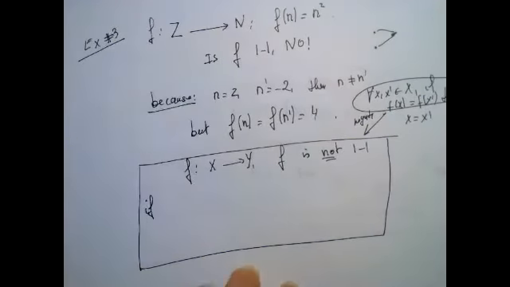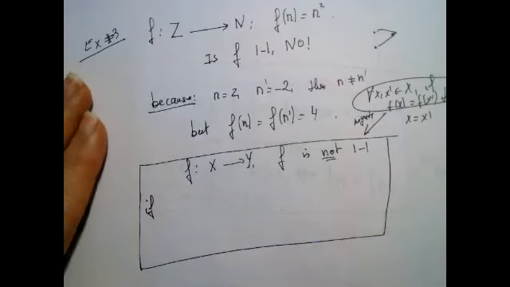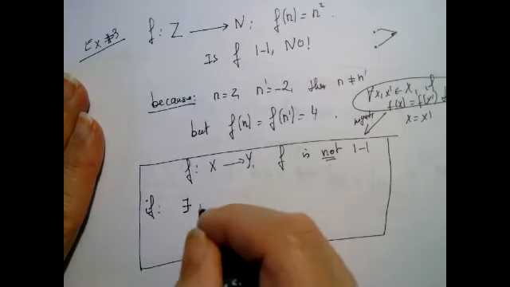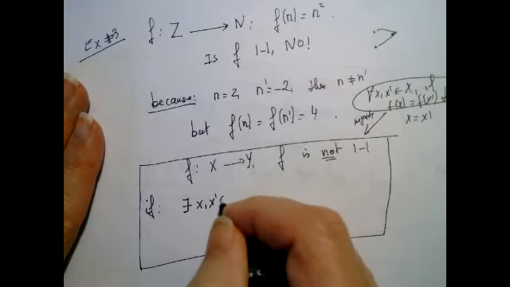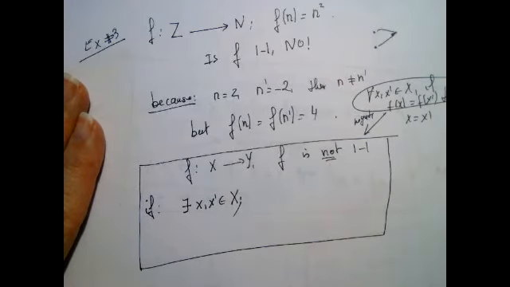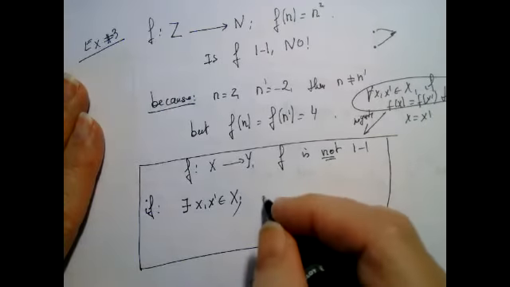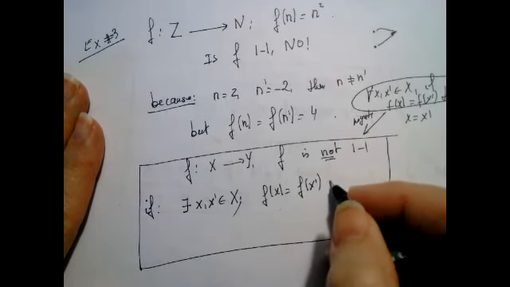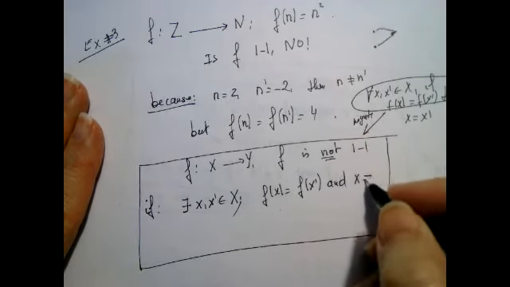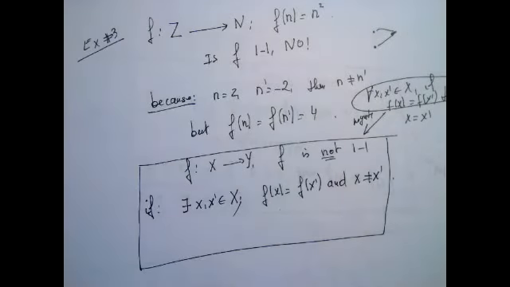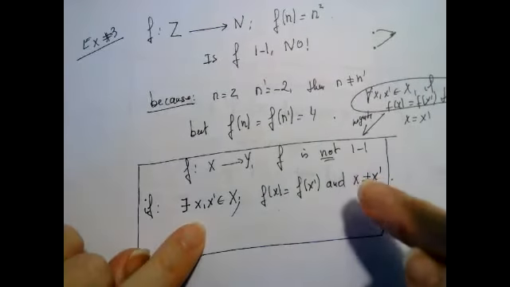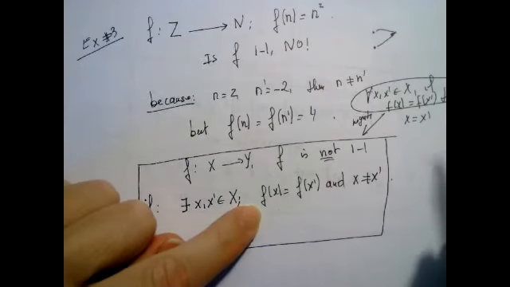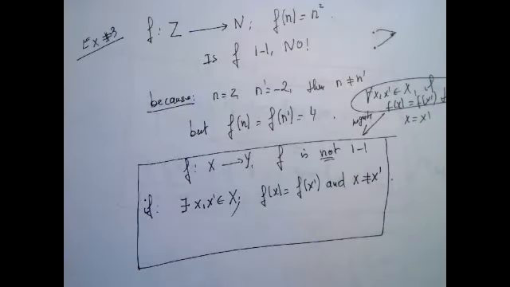Who would like to negate it in a formal way? For every x, x prime, we negate it: there exist x, x prime in x such that f of x equals f of x prime, that's the negation, and x is different from x prime. So f is not one-to-one if you can find two input values which are different from each other, but we assign to them the same value.